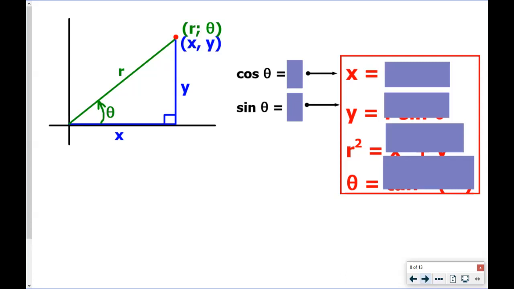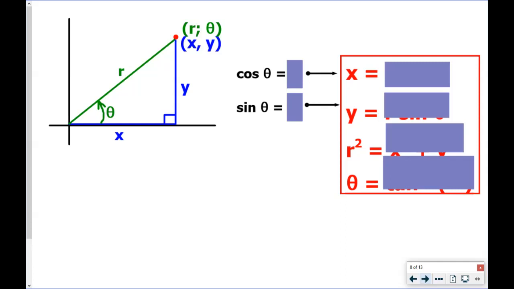It becomes pretty simple to move between the two, as long as we can understand what information is given in what type of system. So in a rectangular coordinate system, when we graph the point (x, y) and then create a right triangle by dropping a perpendicular down to the x-axis, x and y give us the side lengths of this right triangle.